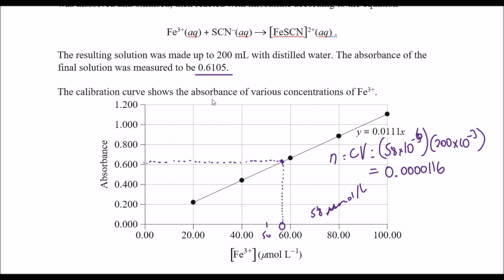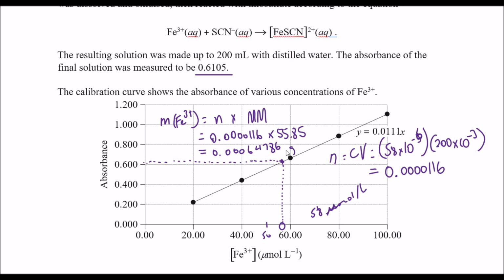Okay, from there, the next bit we need to do is work out the mass. In terms of mass and moles, the mass of the iron 3 plus is the number of moles we have times the molar mass of iron. So let's just do that, and let's find the molar mass of iron. I found the molar mass of iron off the net, so try and use your formula sheet to do that. Okay, so that's the mass I have.